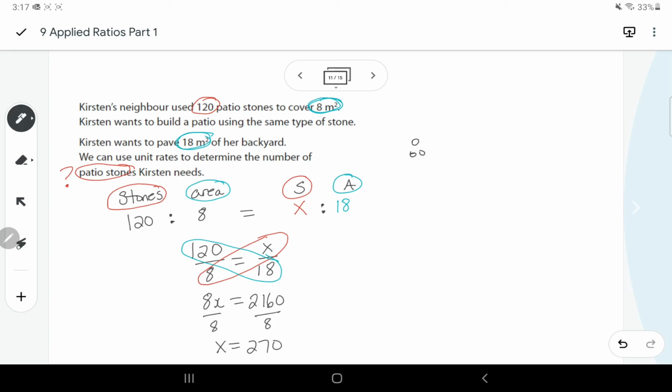If we have a word problem, we have to write a therefore statement. Therefore, Kirsten needs 270 patio stones.